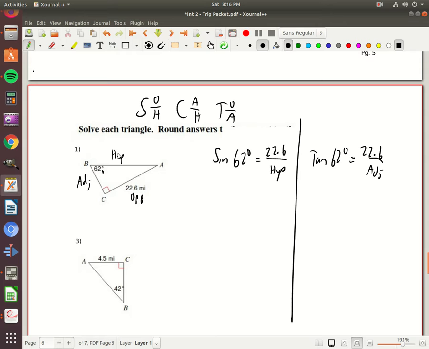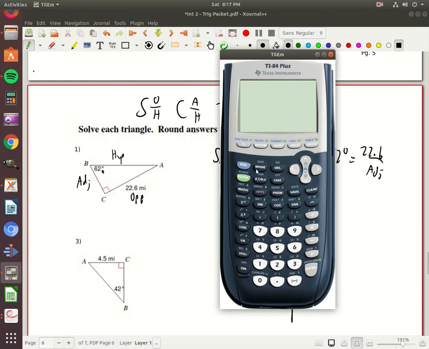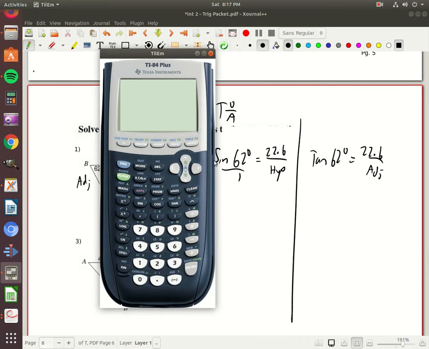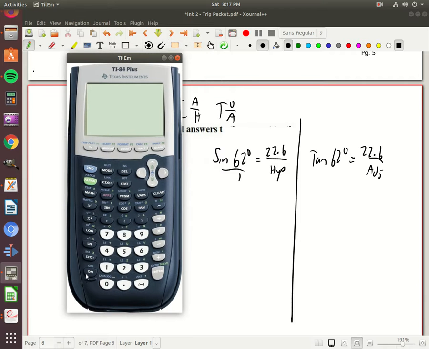I could solve for the hypotenuse first, then I could use the Pythagorean theorem to find the adjacent. Or I could solve for the adjacent first and use the Pythagorean theorem to solve for the hypotenuse. I already know what this angle is just because of the triangle angle sum theorem, but I'm going to pretend like I don't. So anyway, as I go through this, again, I'll do this one with the calculator, this side with the calculator, and this side with the table.